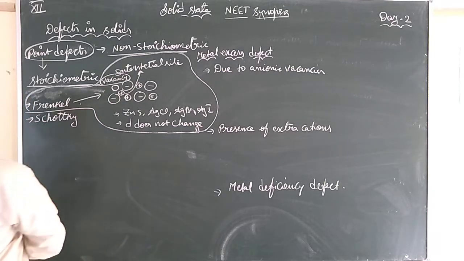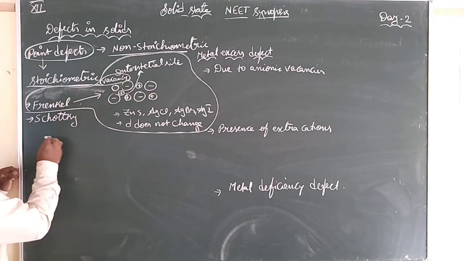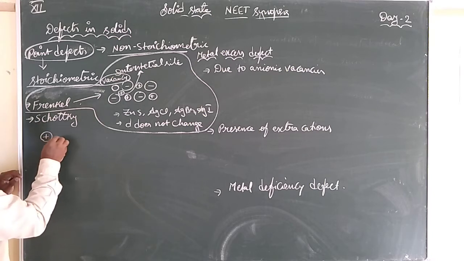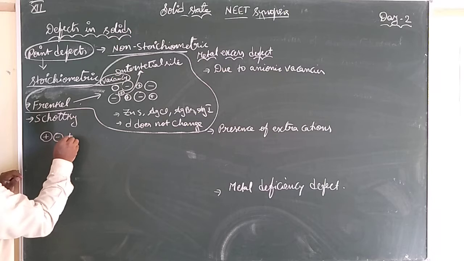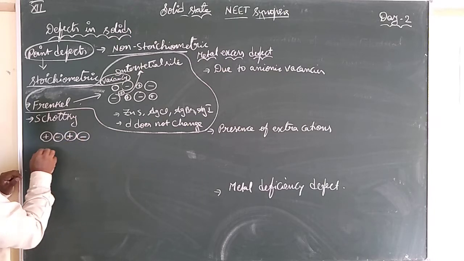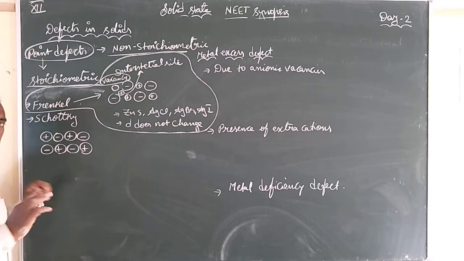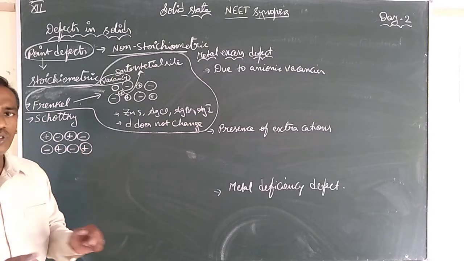What is meant by the Schottky defect? See here, in the case of the Schottky defect, the radius of the cation and the radius of the anion will be the same. Means you will not find much difference in their radius.